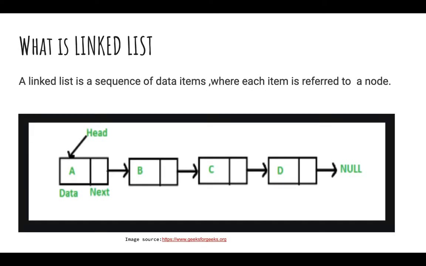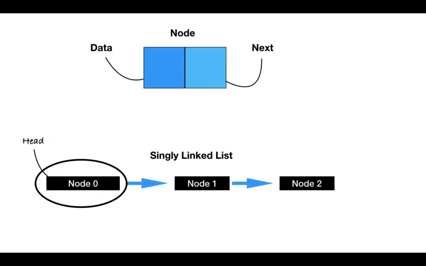A linked list is nothing but a sequence of data items. As you can see from the diagram, there's A, B, C, D, each one a node. For your better understanding, I drew a new picture so that we can get a deeper idea of what a node is. In this diagram, this is annotated as a node. Each element of the linked list is considered one node.